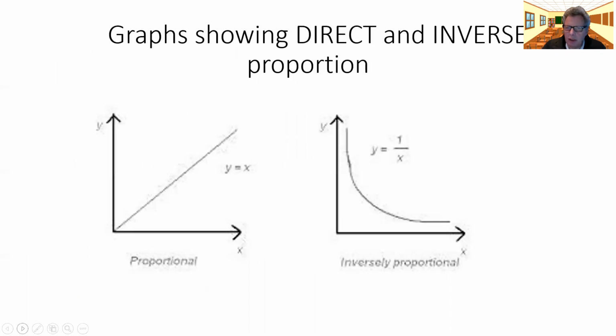These are the graphs showing direct and inverse proportion. If something's proportional, then as x gets bigger, y gets bigger. And you'll notice that the graph will always go through the origin. Where if it's inversely proportional, as x gets bigger, y gets smaller. But equally, when x gets small, y tends to get very big. And you'll notice that this does not go anywhere near the origin.